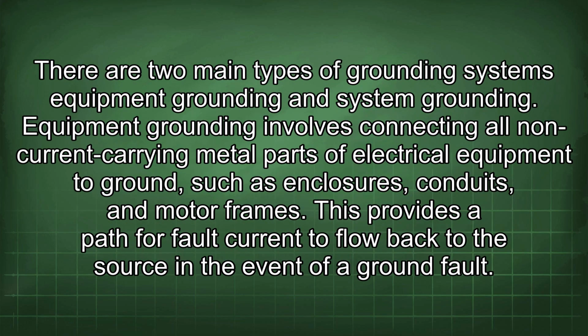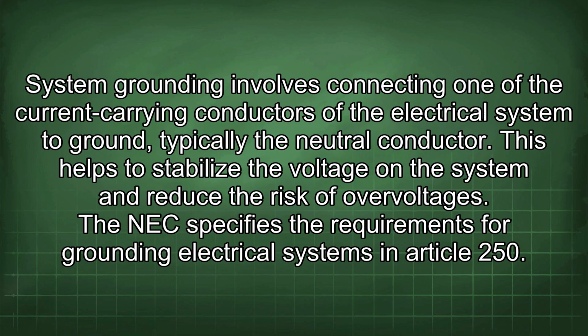There are two main types of grounding systems: equipment grounding and system grounding. Equipment grounding involves connecting all non-current carrying metal parts of electrical equipment to ground, such as enclosures, conduits, and motor frames. This provides a path for fault current to flow back to the source in the event of a ground fault. System grounding involves connecting one of the current carrying conductors of the electrical system to ground, typically the neutral conductor. This helps to stabilize the voltage on the system and reduce the risk of overvoltages.